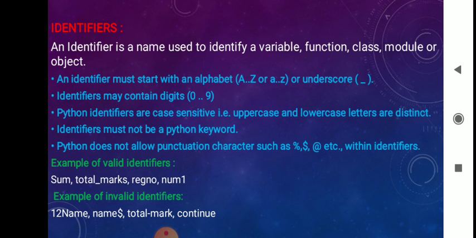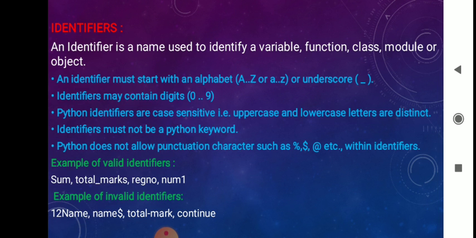Python identifiers are case sensitive. Uppercase and lowercase letters are distinct. This is a very important thing to notice when we are writing a Python script. Identifiers must not be a Python keyword. We already know the keywords; the identifier should not match or resemble the keywords. Python does not allow punctuation characters such as the percentage symbol or dollar symbol within the identifier.